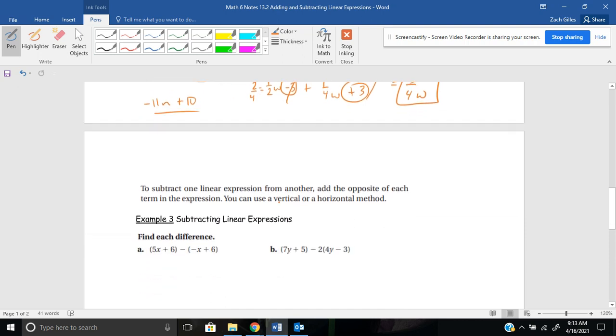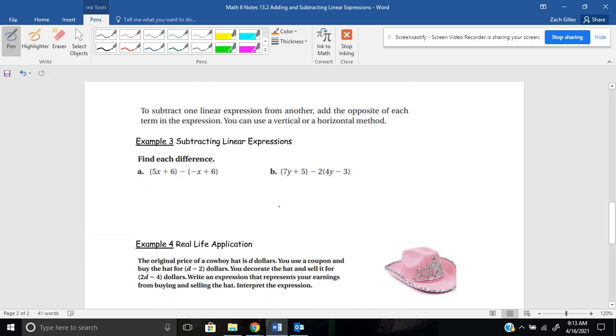Alrighty. Moving on to the next examples here. This is a good reminder up here. It says to subtract one linear expression from another, add the opposite of each term in the expression. And then it says you can use a vertical or horizontal method. In other words, this is our rules for integers. Whenever you're subtracting, that's the same as adding the opposite. And that's what they want us to do here. You add the opposite of each term in the expression.